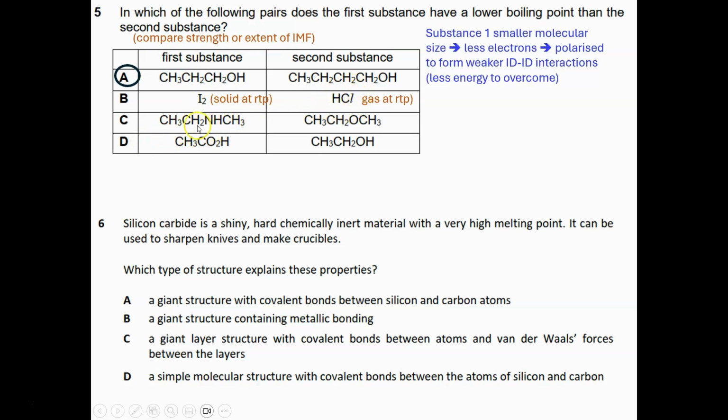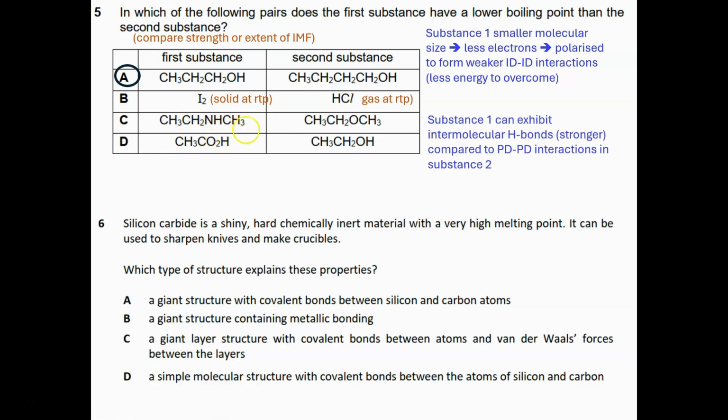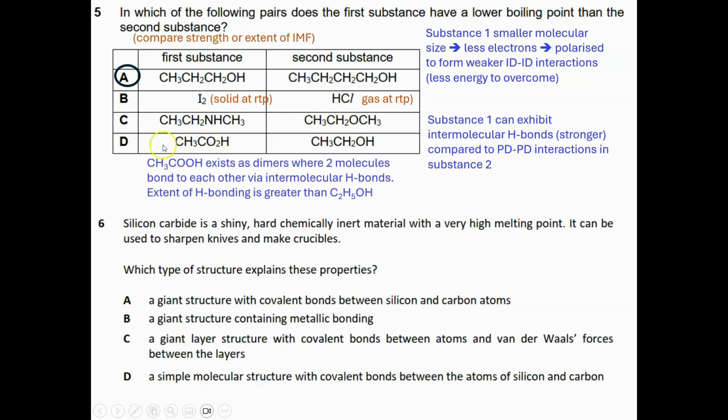Option C, this first substance is an amine, so it can do intermolecular hydrogen bonding, which is stronger than PD-PD interactions between molecules in substance 2. For D, ethanoic acid exists via dimers, where two molecules are bonded to each other via intermolecular hydrogen bonds. So for ethanoic acid compared to ethanol, there is a larger extent of hydrogen bonding.